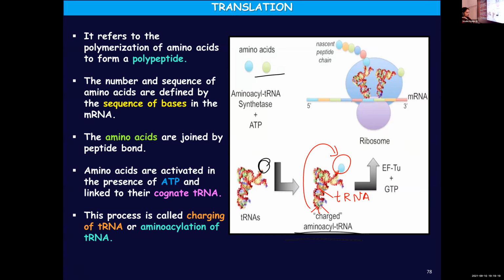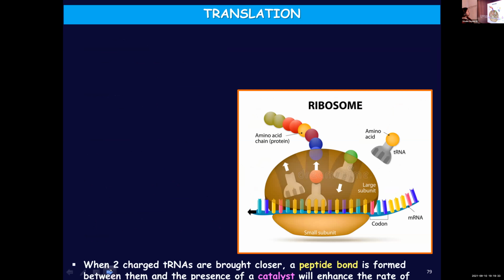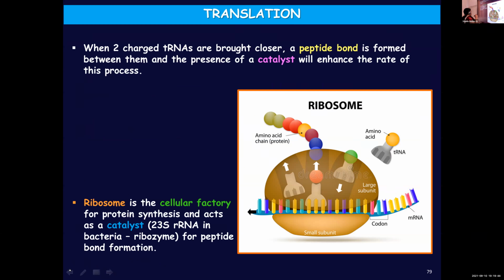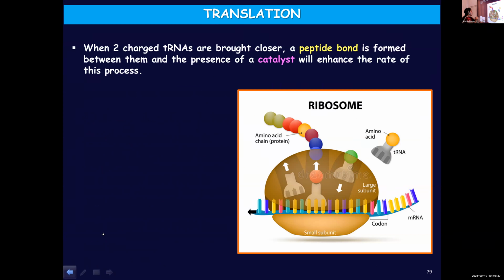Okay, and this process whereby the activated amino acid is coming and attaching to this transfer RNA, you call as aminoacylation or charging of transfer RNA. Now you understood how the transfer RNA is getting charged or aminoacylated. When two such aminoacylated transfer RNAs come closer, this is the anticodon present, and here there will be the amino acid present.